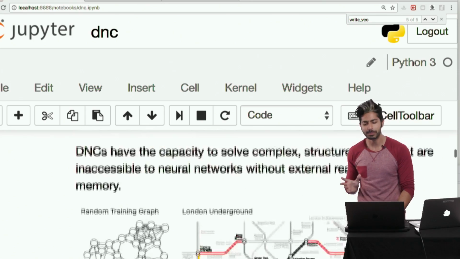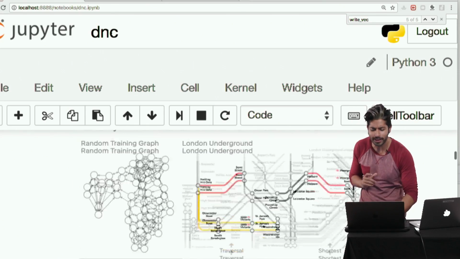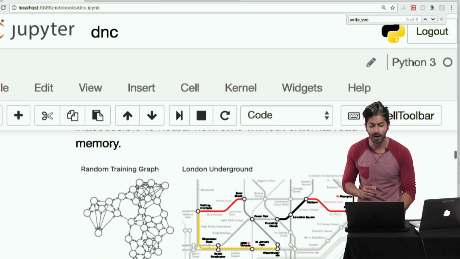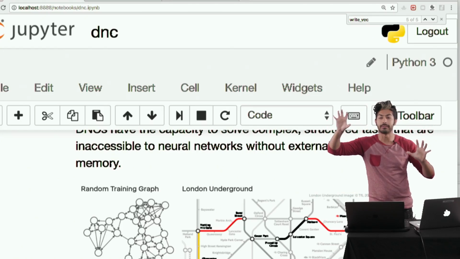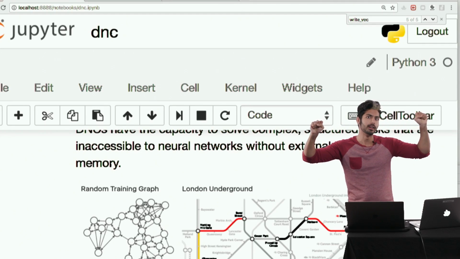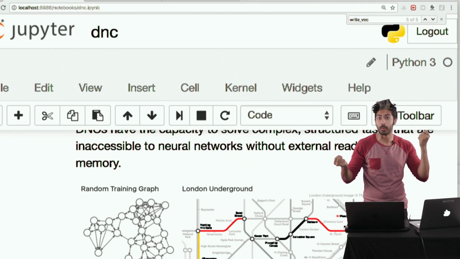And they called it a computer, right? Why did they call it a computer? Well, recall that computers have two parts. They have a processor, and then they have memory. You have your CPU, and then you've got RAM, or random access memory.